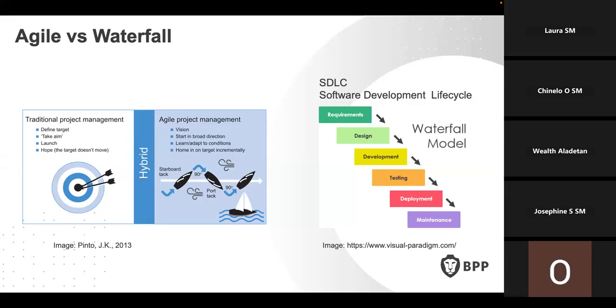That's how it goes from one step to the other. This is the model that Waterfall uses. You first gather the requirements, you do the design, you do the development, then you test, then you deploy it, and then you continue with maintenance. That is the Waterfall model. For the Scrum model, it's different. It's more iterative.